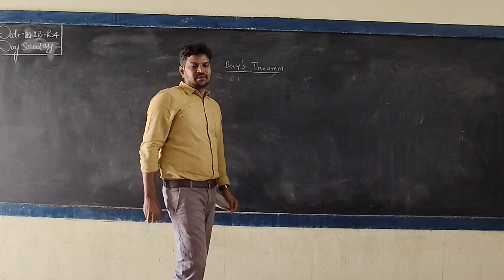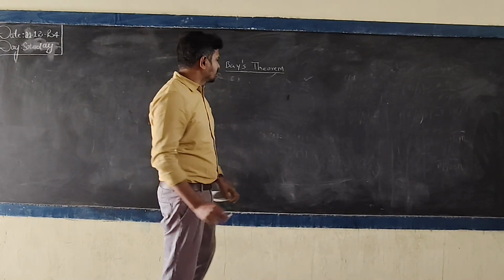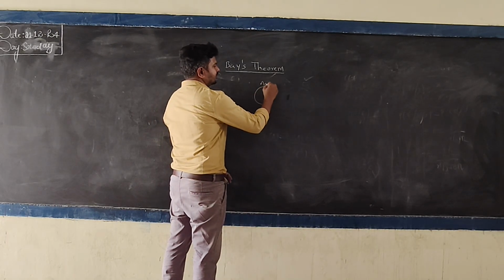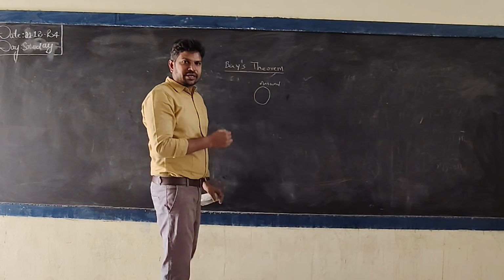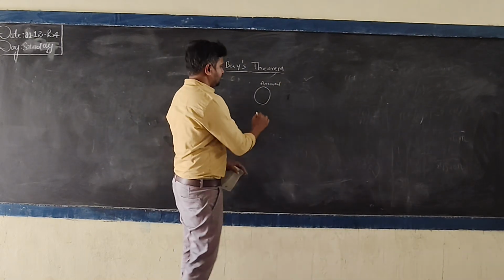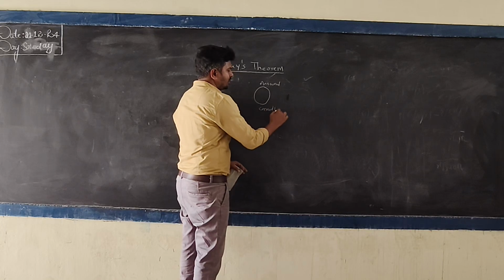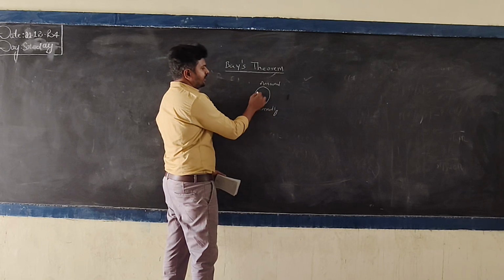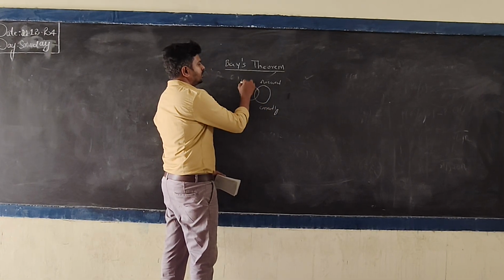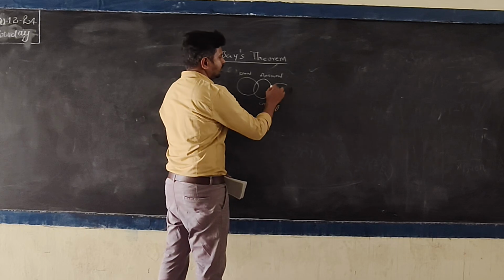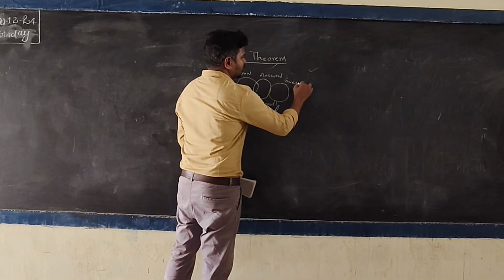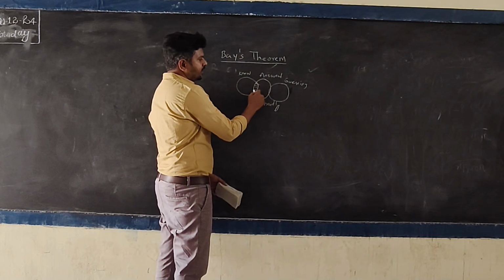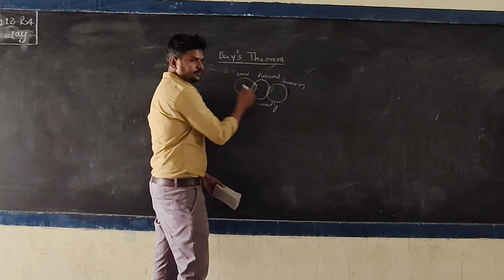I'll explain this Bayes theorem again with a student example. Imagine a student answered a question correctly. There is a chance that he answered correctly either by knowing the thing or by guessing the question. There are two chances. He can answer correctly by knowing it and by guessing it.